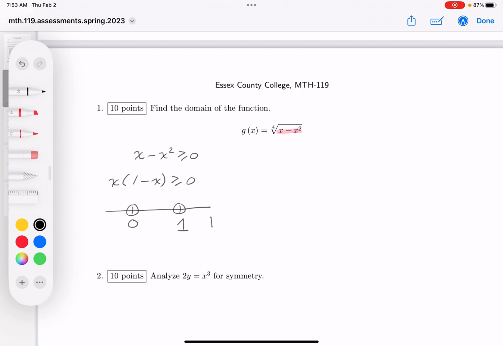A good point after 1 would be 2. If you plug that in, you would get positive times a negative. Well, positive times a negative is a negative, so this interval over here is all negative. That's certainly not greater than 0, so I would not shade that in.